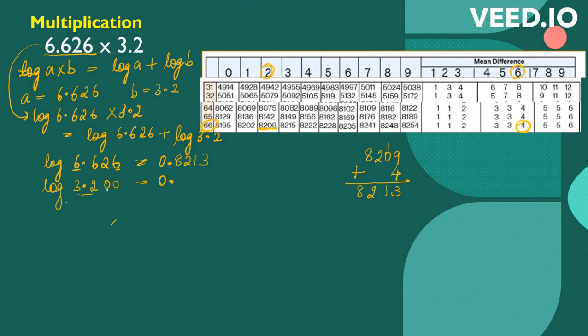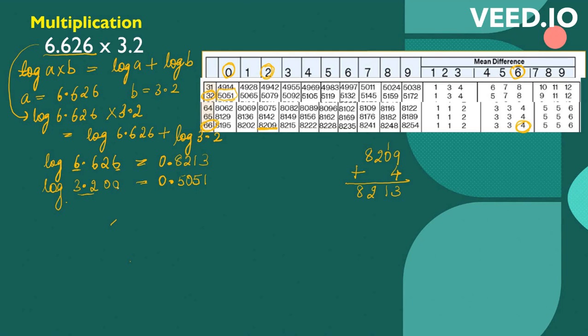So column number 1, in that column number 1 you have to see the 0. Okay, and in the row what you have to see is 32. So 32, and in column 1, 0. So what's the value that you have? 5051. It's 5051.